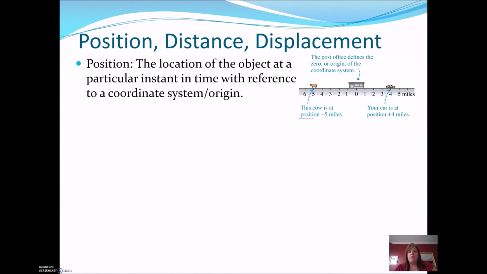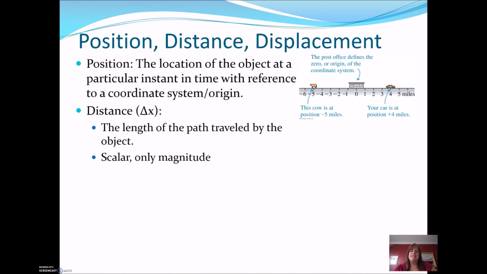So let's talk about some different scalar and vector quantities. We're going to start off with positioning information. The definition in physics of position is where you are with regard to some origin at some particular instant in time. So how many miles away are you from where you started, or how many meters? So it's a location, whereas distance is a change in a position. So it's the length of the path traveled by an object.